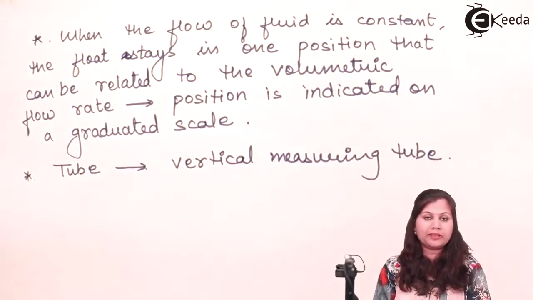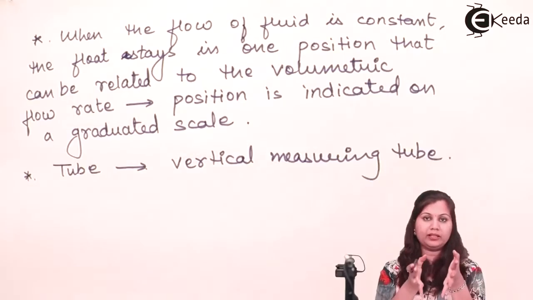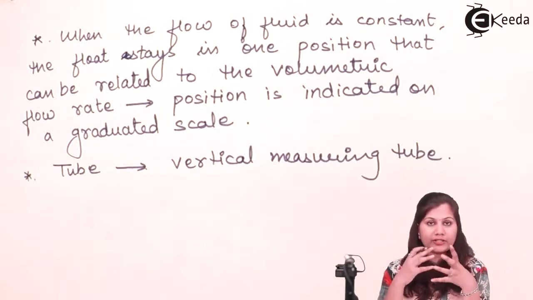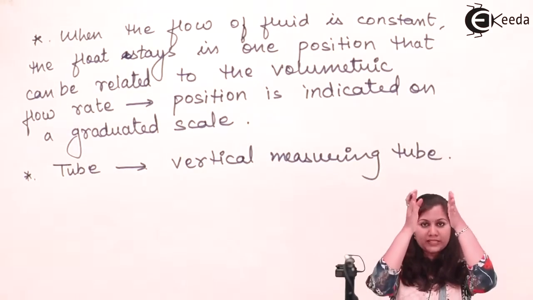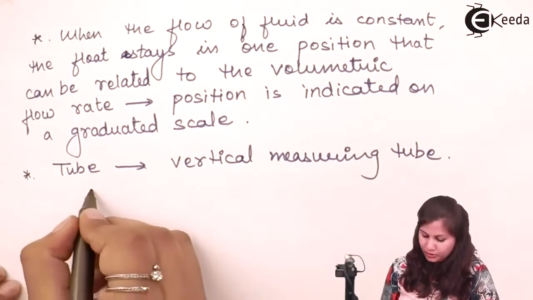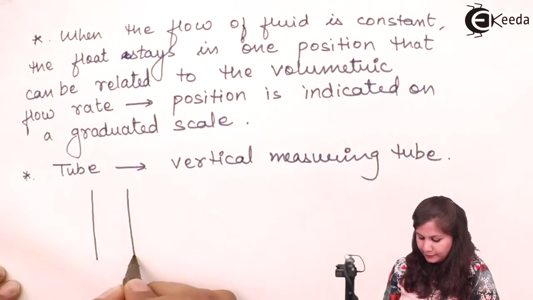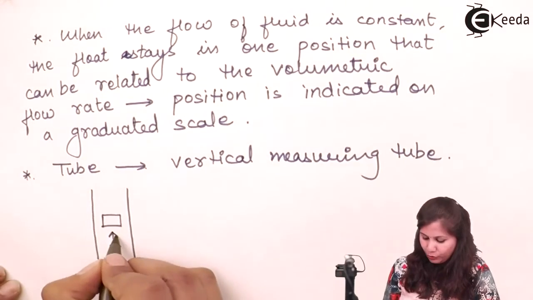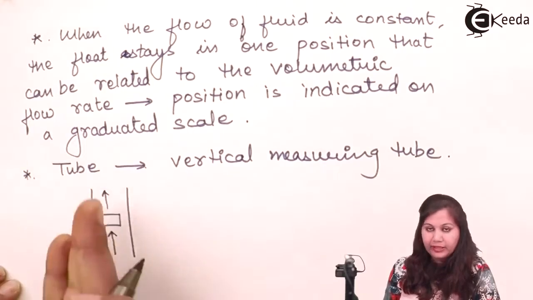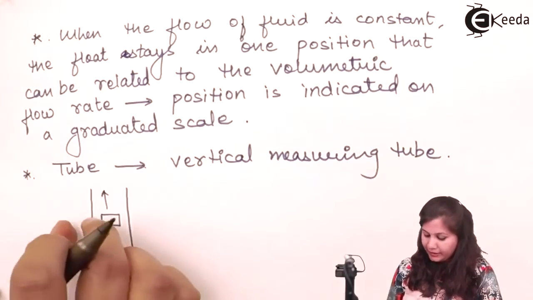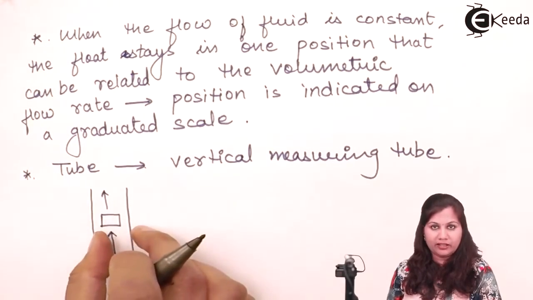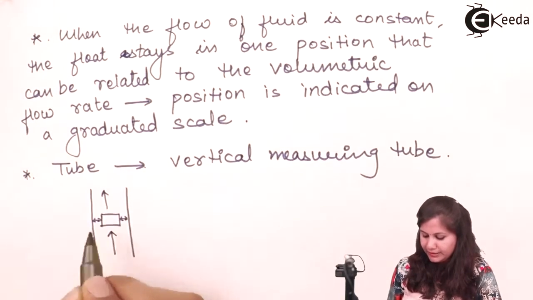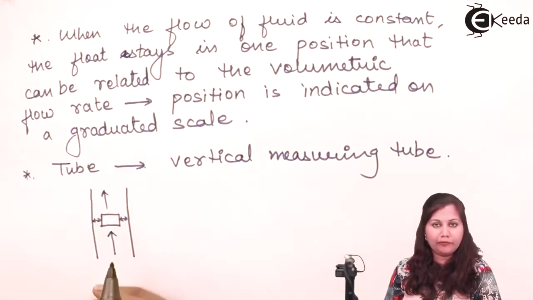there must be a vertical measuring tube which should be tapered so that there is a change in the cross sectional area. Tapered is used because if a straight tube is used and the float is present here, when fluid flows, it is going to lift the float upwards, and there will be no change in the cross sectional area. The cross sectional area will remain the same when the float is rising up or falling down.